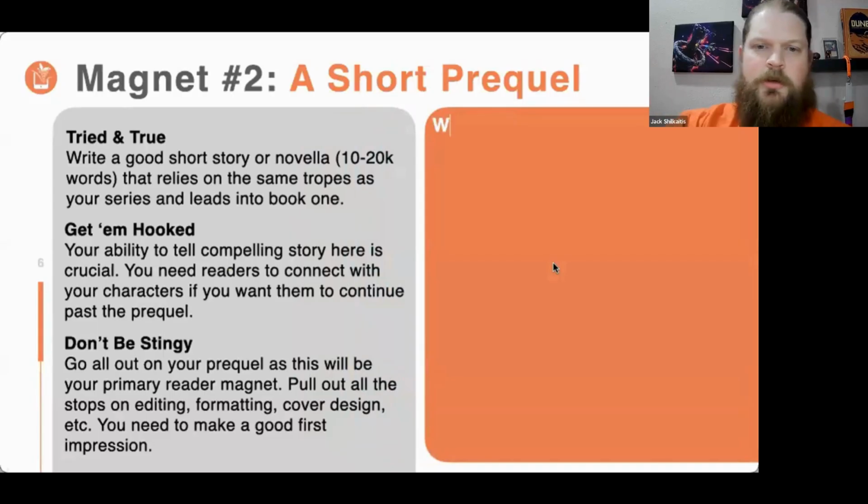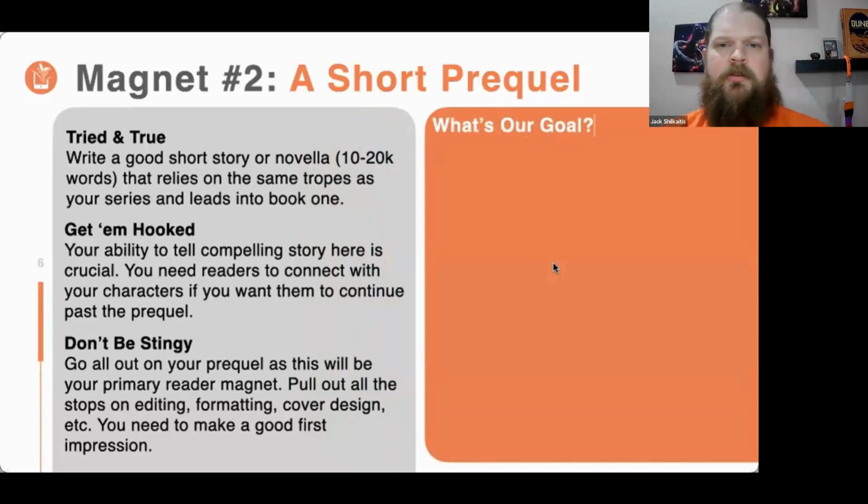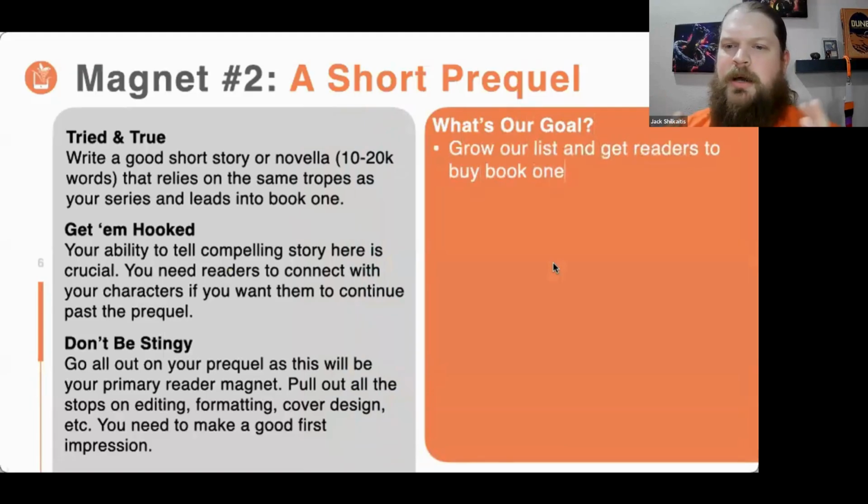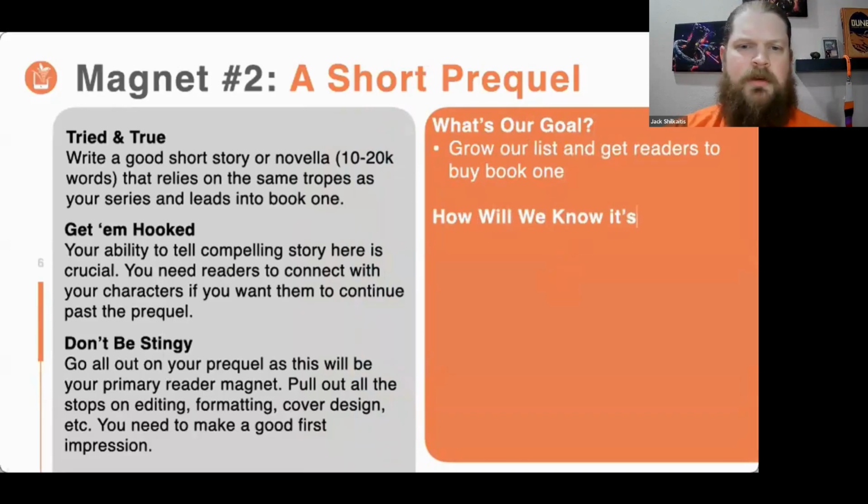So what's your goal with your short prequel, your primary reader magnet? The goal here is to grow our list and get readers to buy book one, right? Those are the two things that we want to accomplish, right? So how do we know that this is actually working though? How do we know that our primary reader magnet is working?